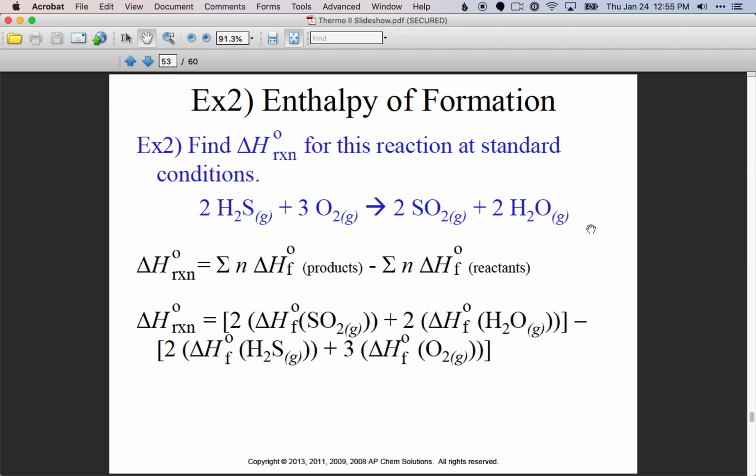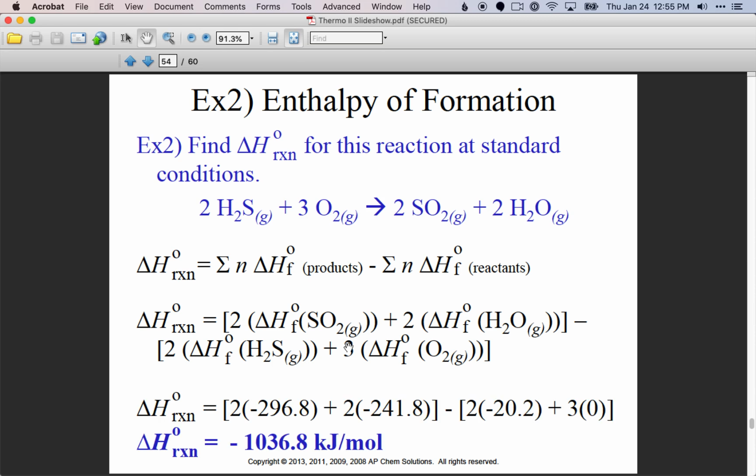And if you were to do the math, so notice that I'm sorry, there's a 2 in front of SO2, there's a 2 in front of water, but water we know is in the gaseous state. And obviously there's a 2 in front of hydrogen sulfide and a 3 in front of oxygen. And we know oxygen has to be 0. So when you do the math, it calculates up to be 1036.8 kilojoules per mole.